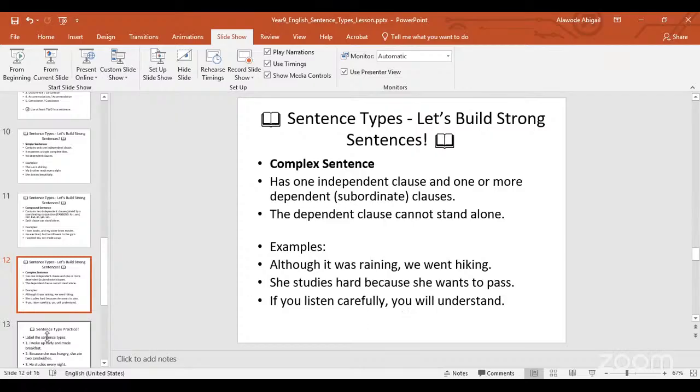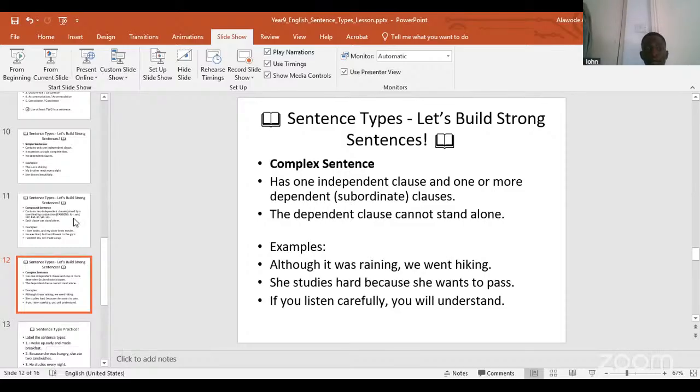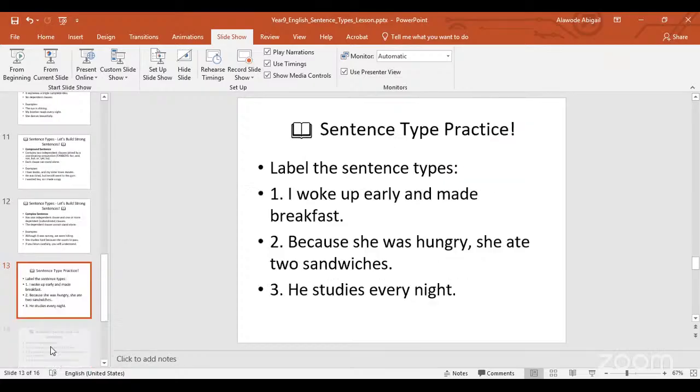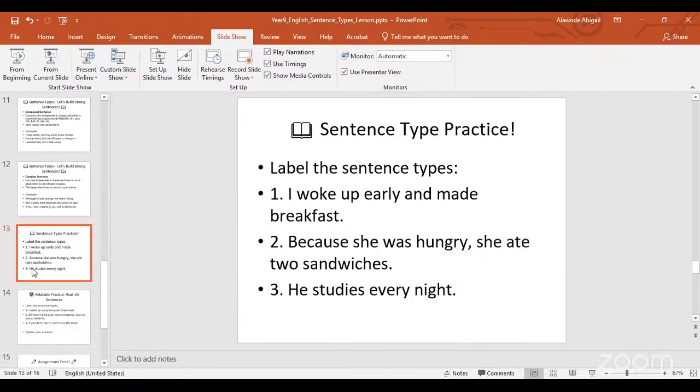All right? Please ask me questions if you have any. The complex sentence is usually the one that we take the most time to explain because it has a whole lot. So let's do some exercises. Maybe when we practice, you will understand.